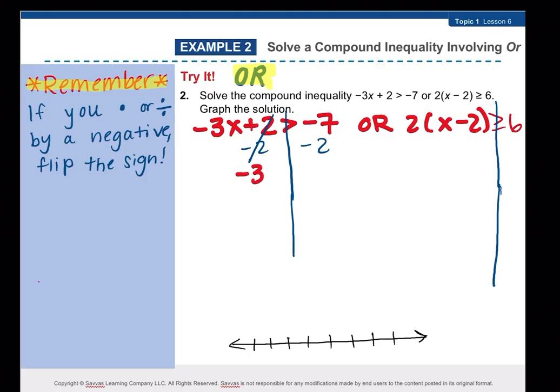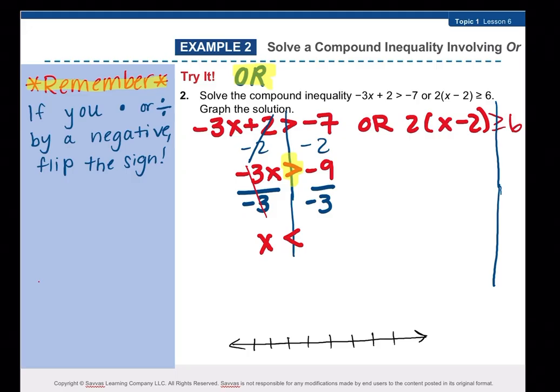I have -3x is greater than -7 minus 2, which is -9. I already know I'm going to divide by a negative. As soon as I saw that -3, I was like, don't forget, right? So I divided by -3 to get x by itself, to cancel out that times -3. So my sign is going to switch from x is greater than to x is less than.